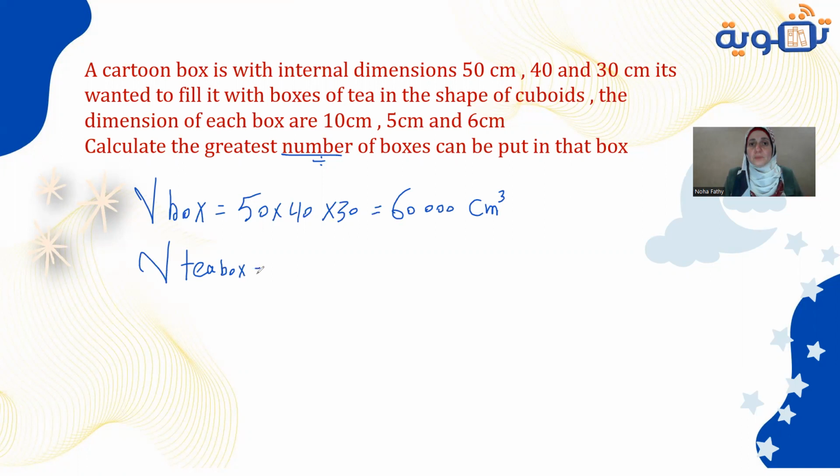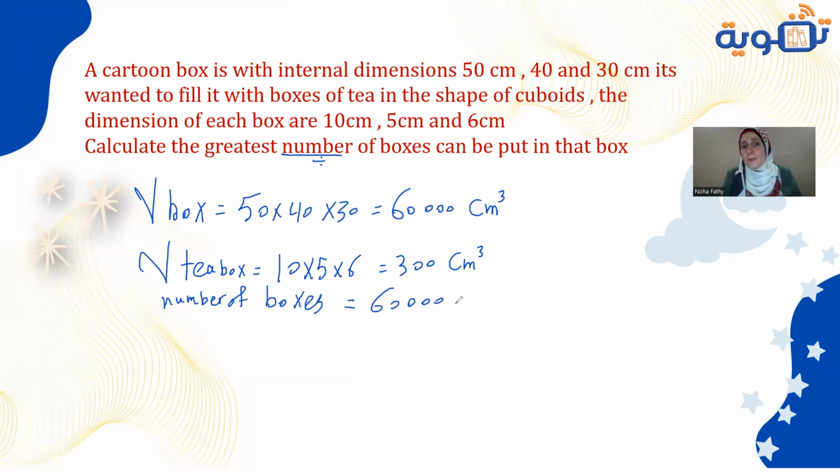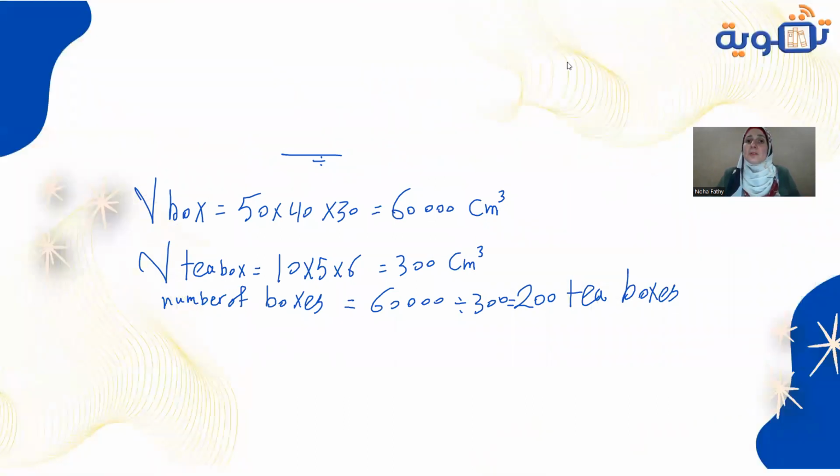Then volume of the small box equals 10 times 5 times 6, equals 300 cubic centimeters. Then to find the number of boxes, I will divide 60,000 divided by 300 equals 200 boxes. So if he said number, it means you must divide.